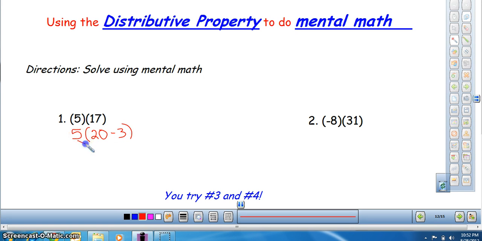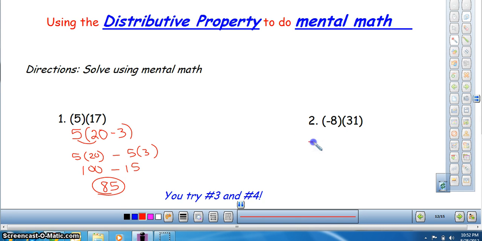Now we can distribute. And in our head, we can multiply 5 times 20 quite easily. It gives us 100. Minus 5 times 3. Again, easy numbers to multiply if we know our facts. Minus 15. We should get a solution of 85.